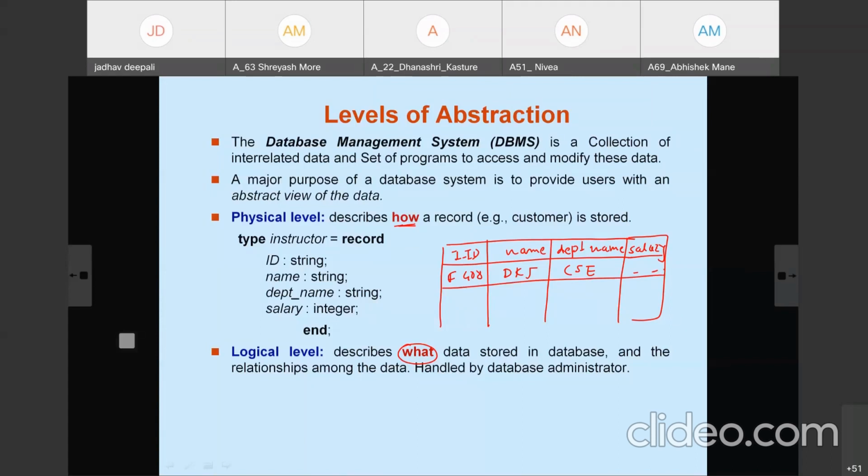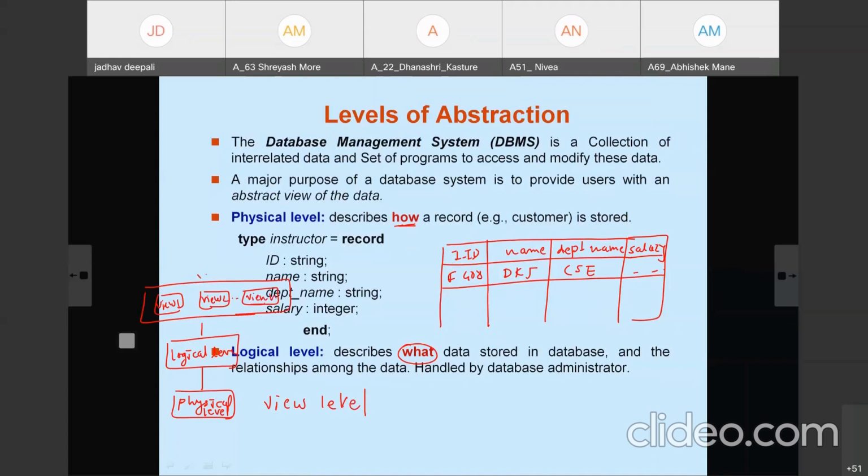We call it the logical level. I draw it with a simple diagram. Physical level. The next higher level is the logical level. And after that the third level, the view level. The view level provides an abstract view of the data, meaning it is not necessary that every user sees the entire database. Views are provided: view number 1, view number 2 and view number n. That is the view level.